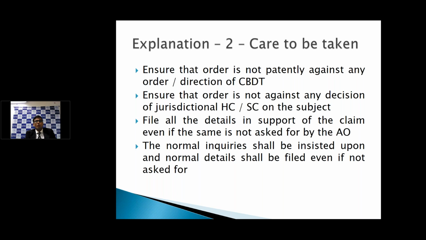These are just some general suggestions on what care needs to be taken to ensure that orders passed in future are not caught by section 263 proceedings by the CIT: the order should not be patently against any direction of CBDT or a jurisdictional High Court or Supreme Court decision on the subject. Similarly, as far as possible, all the details in support of the claim should be placed on record even though they are not asked by the AO. Normal inquiry should be insisted upon even by the assessee himself. This can ensure that in future, by invoking this explanation, the CIT does not unnecessarily create problems by setting aside the assessment saying it is a no inquiry case.